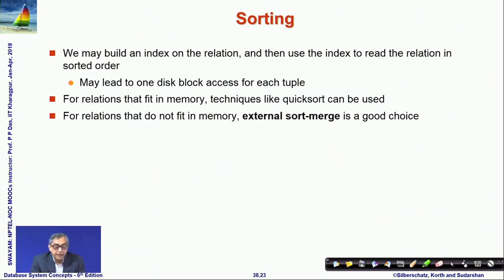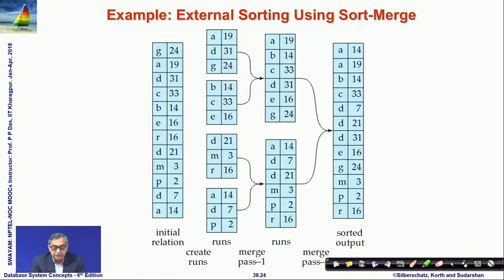That may lead to one disk access for each tuple at times. Now, if all the records can totally fit into memory, then we can use some in-memory algorithm like quick sort, but often that will not be the case, relations are much bigger. So, what we will have to do is take recourse to the external sort-merge strategy, which is a very old strategy, but very effective.